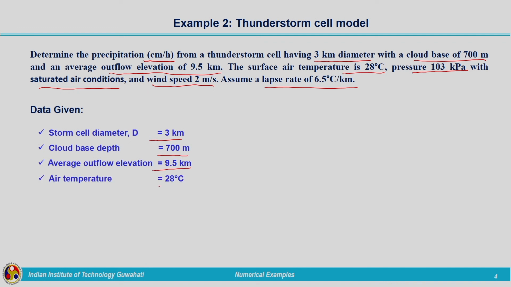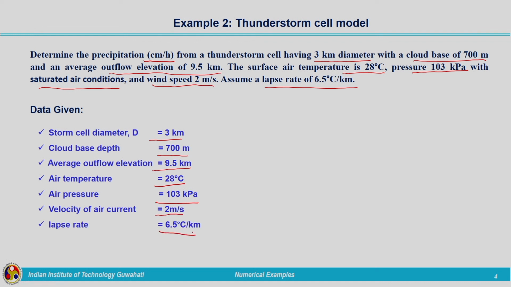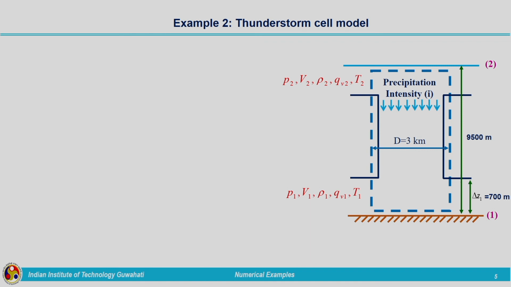Then air temperature is given as 28 degrees Celsius. Then air pressure is 103 kilopascal. Velocity of air current is 2 meters per second. Lapse rate is given as 6.5 degrees Celsius per kilometer. Now, making use of these given data, we need to estimate the precipitation intensity in centimeters per hour. So, let us proceed to solve the example.